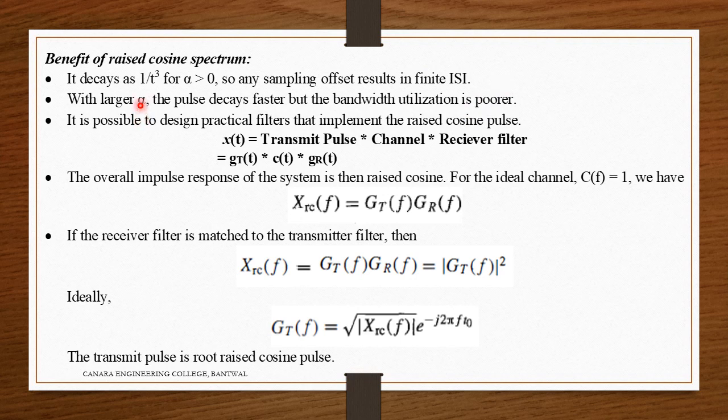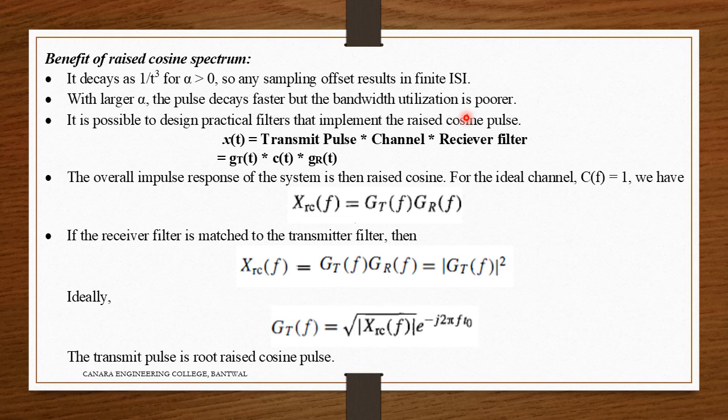With larger alpha, the pulse decays faster, but the bandwidth utilization is poor. That is what I am trying to say. If you increase the alpha, the pulse decays faster, but the bandwidth utilization is very big and poor. So that is another point here.